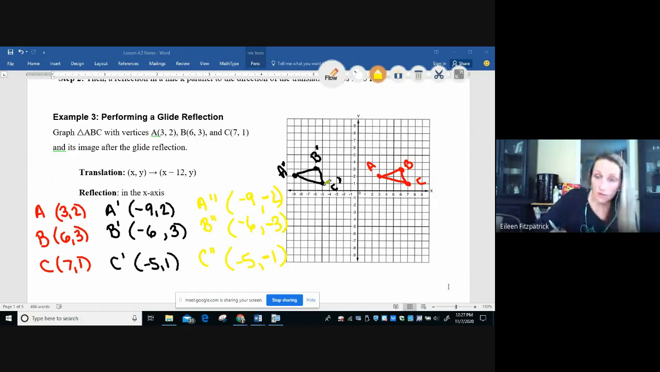And again, you could just come over here reflecting over the x-axis. C prime is 1 unit above, so I need to go 1 unit below. C double prime, excuse me, is there. For B, right now I'm 1, 2, 3 units above, so I need to be 1, 2, 3 units below, which I said should have a coordinate of negative 3, which it does. So here's B double prime. And then A prime is 2 units above, so A double prime is going to be 2 units below. And there is your glide reflection, your translation followed by reflection.